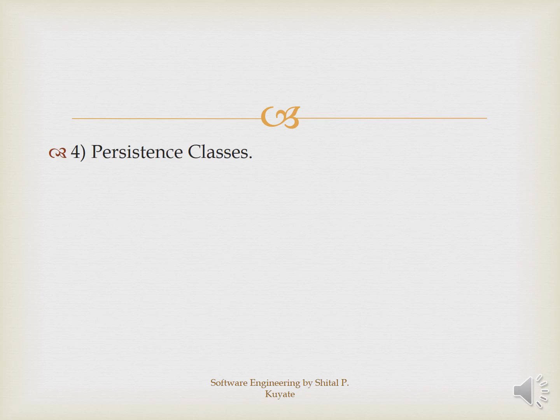The next one is persistence classes. It shows data stores that will persist beyond the execution of the software. And the last one is the system classes. System classes implement software management and control functions that allow the system to operate and communicate in the computing environment and the outside world.